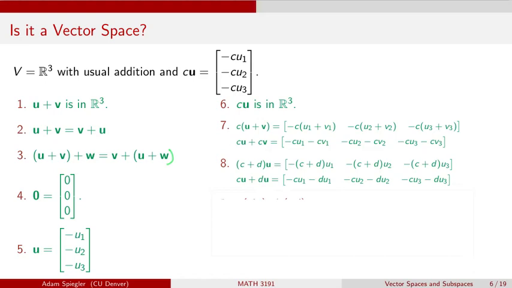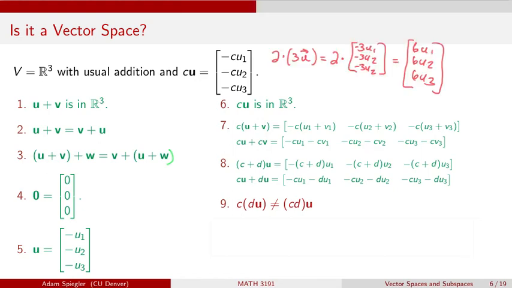And let's take a look at the associative property for scalar multiplication. And this one does not work. So for example, if I take C and D to be 2 and 3 respectively, then if I take C times D times U, so if I first multiply 3 times U, I would get minus 3U1, minus 3U2, minus 3U3. And then if I multiply that by the scalar 2 again, we then multiply each of these by not 2, but minus 2. So we get 6U1, 6U2, 6U3.